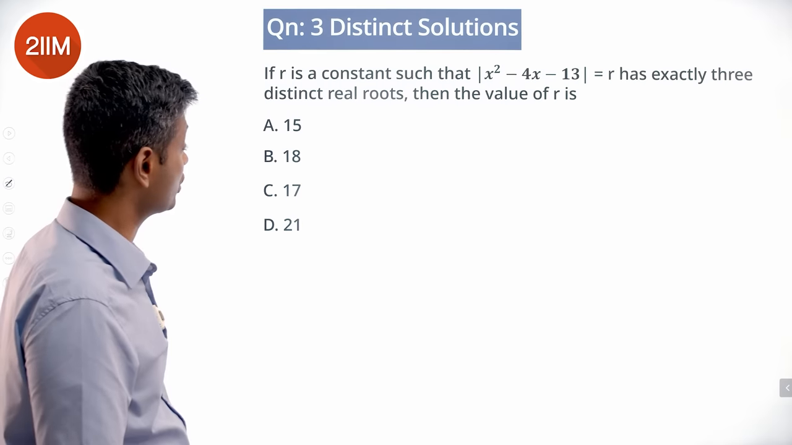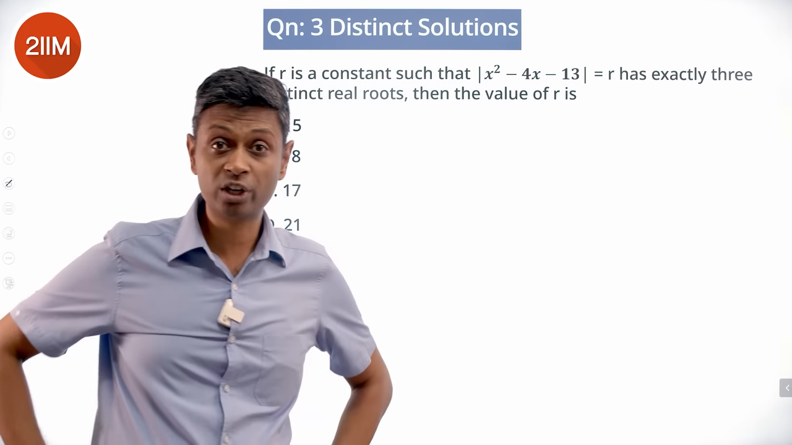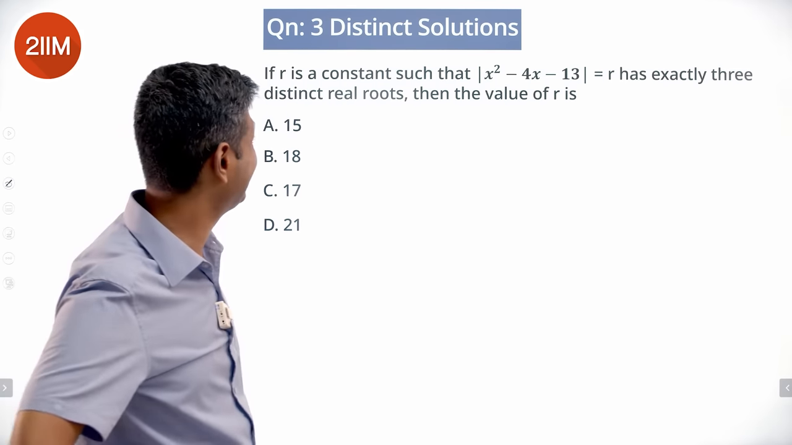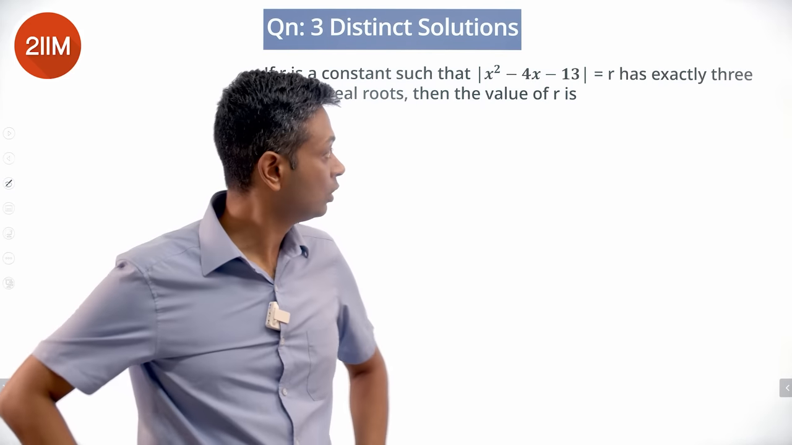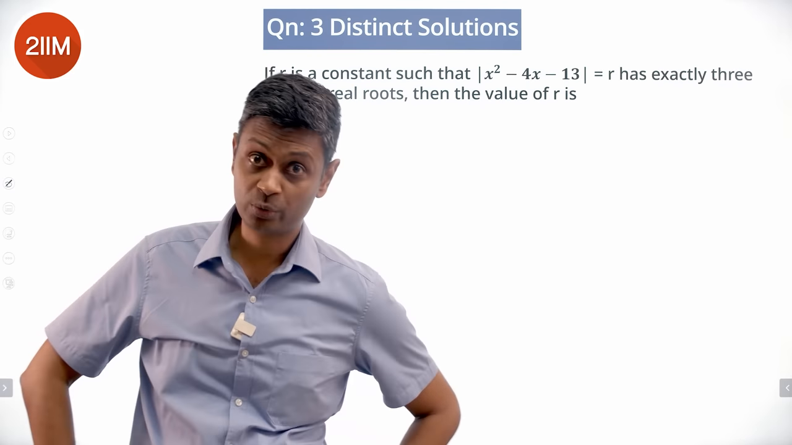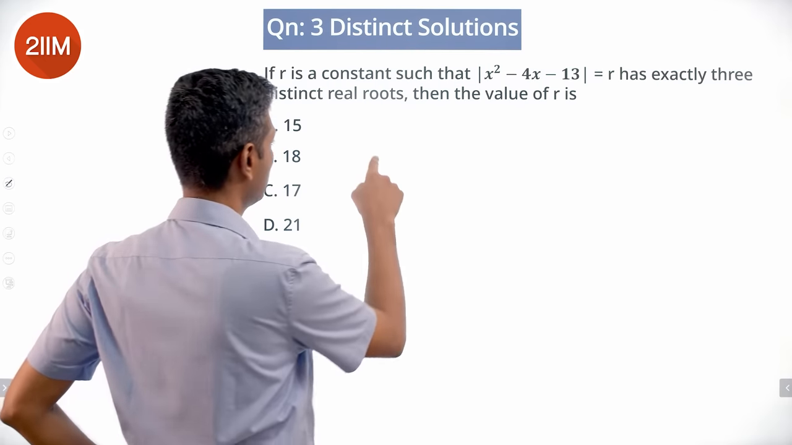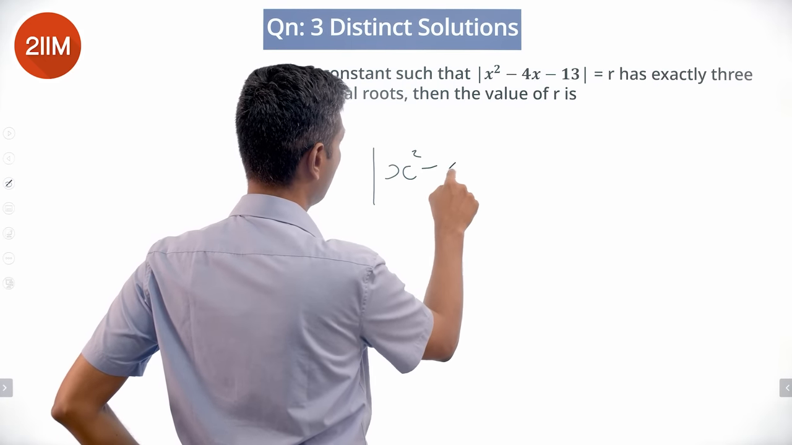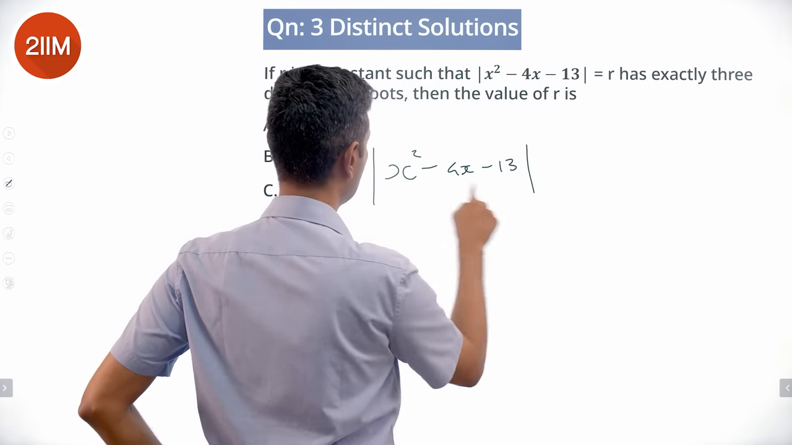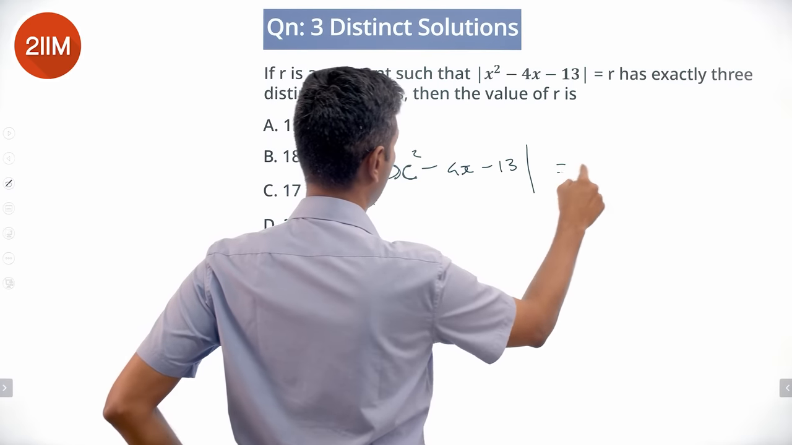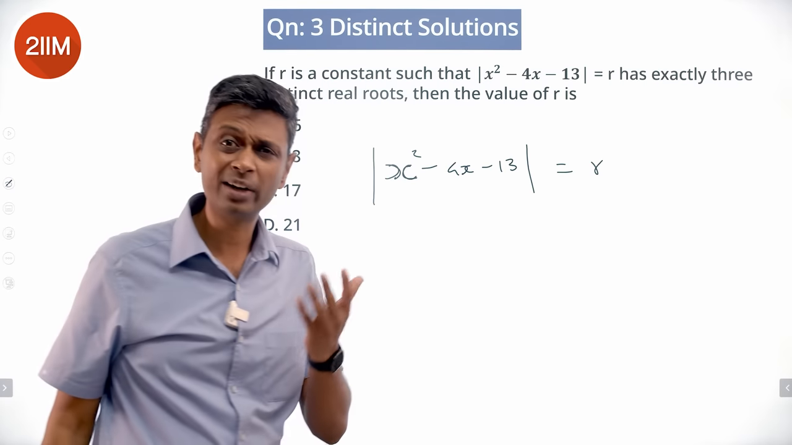If r is a constant such that x times modulus of x square minus 4x minus 13 equals r has exactly three distinct roots, then the value of r is, I made a mess of this question, so I'm going to take revenge on this. Not that it's worth something. So x square minus 4x minus 13. It looks like it cannot be factorized. It is not required that we factorize this.